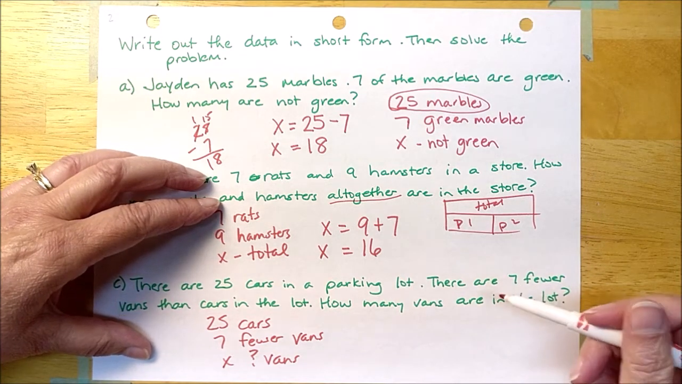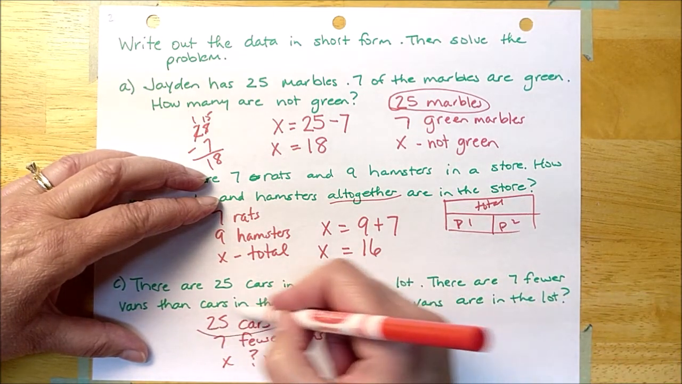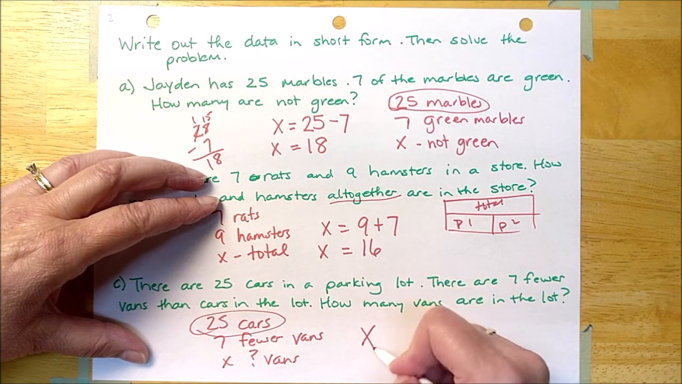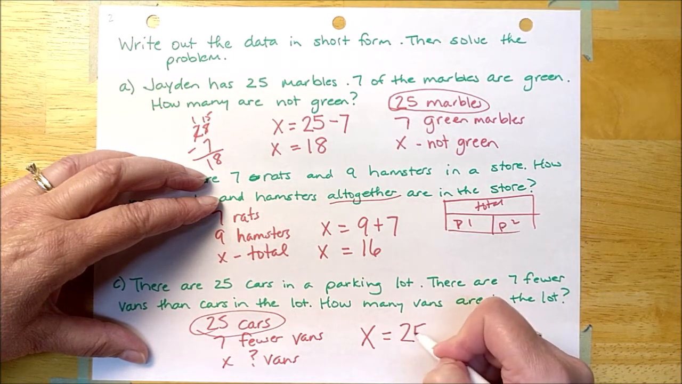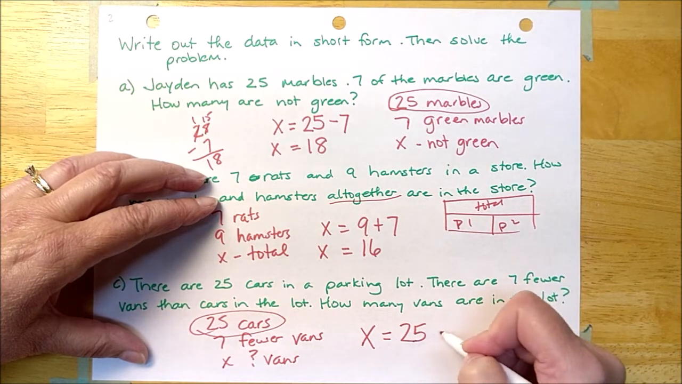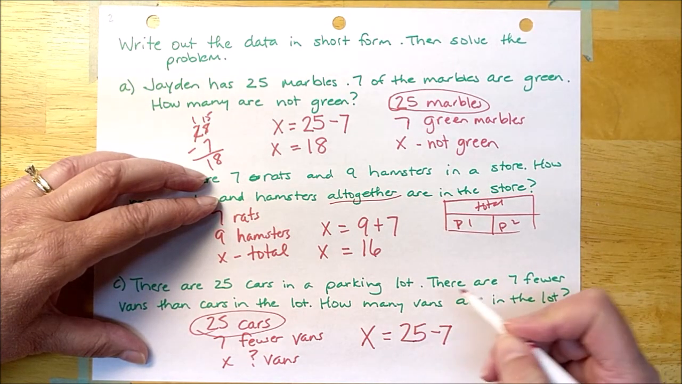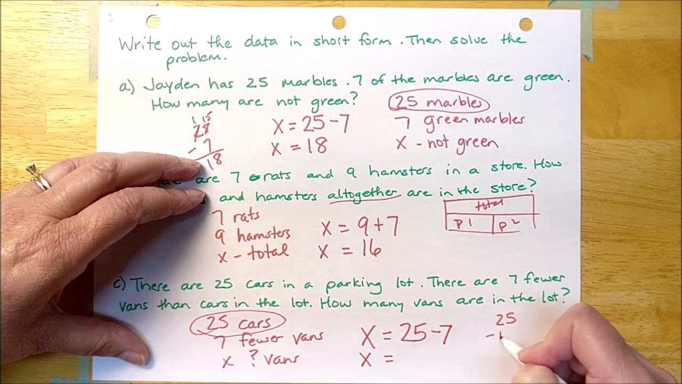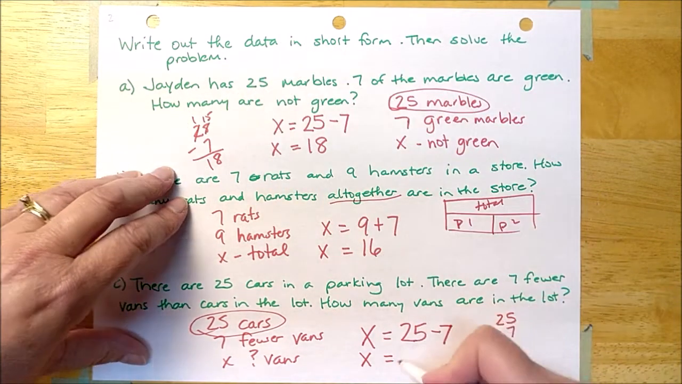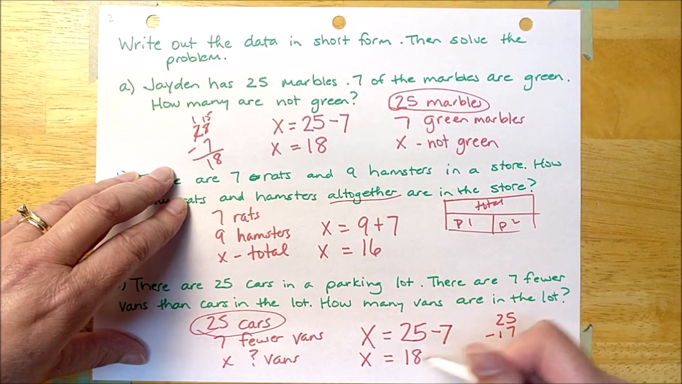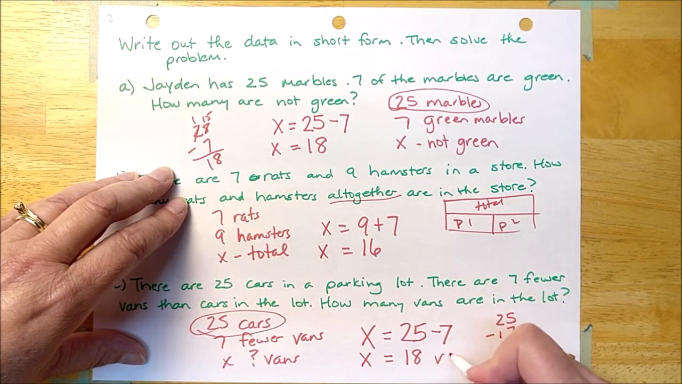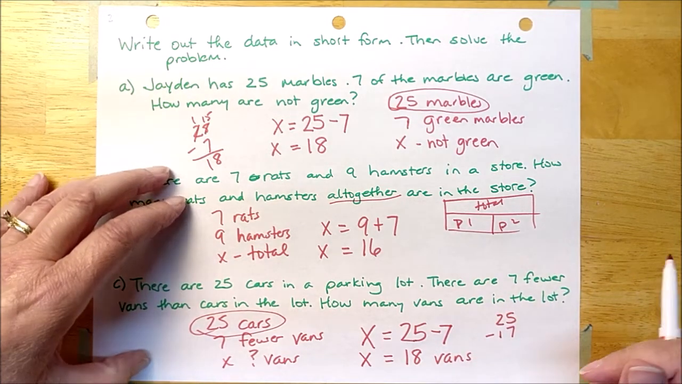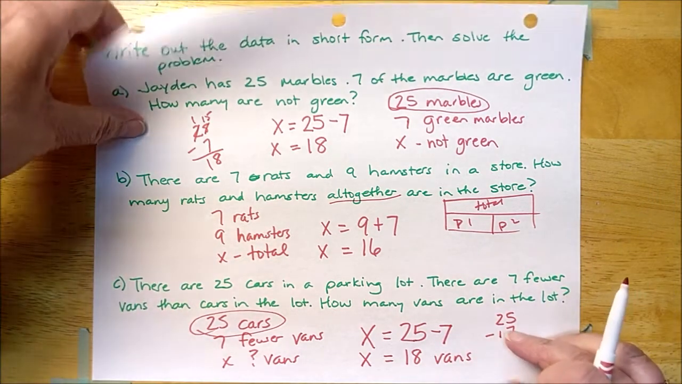So I have my total. There are 25 vehicles altogether. There are 7 fewer vans. So I'm going to take away that 7, and that leaves me with the same problem as up there, 18. 18 vans are in that parking lot. I hope you were able to find the same answer as I got, which is fantastic.